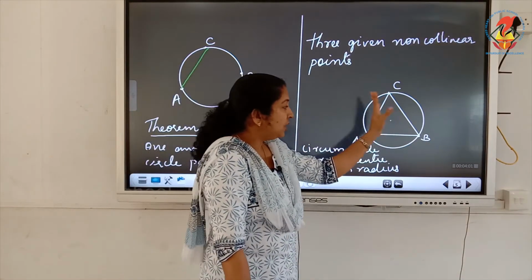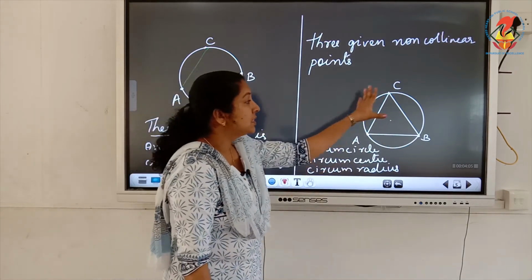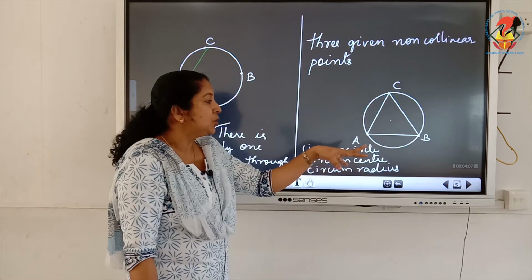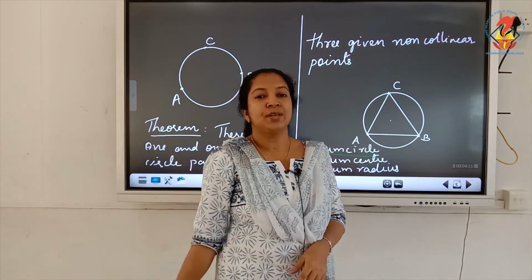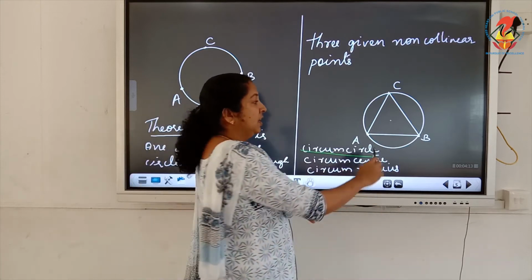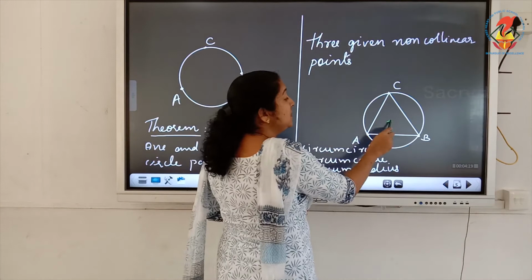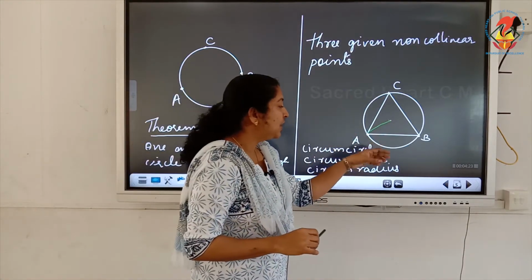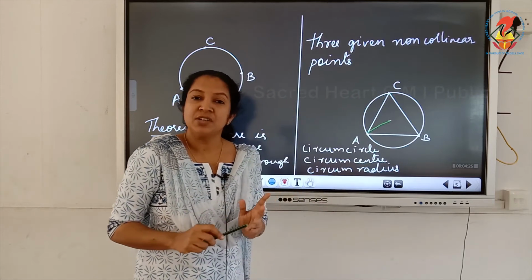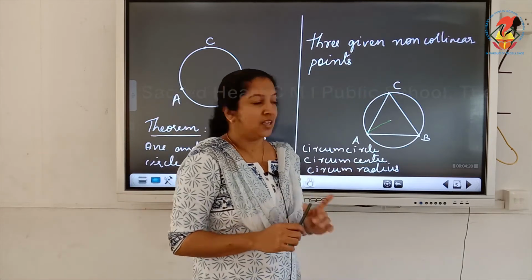So, I have drawn a triangle ABC joining all the 3 points, and this circle which lies outside this triangle is known as the circumcircle, and the center is known as the circumcenter, and the radius is known as the circumradius.